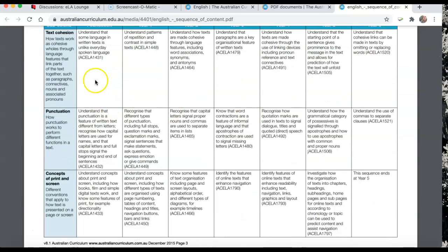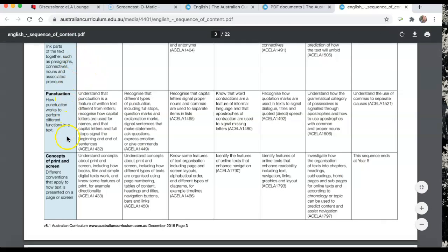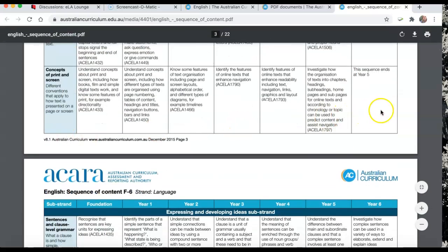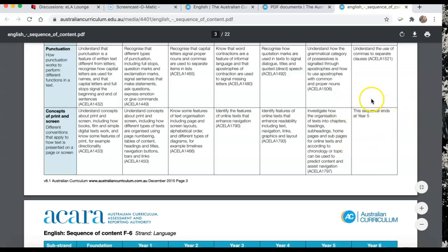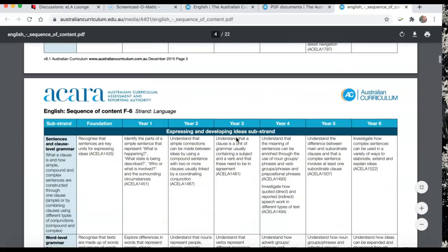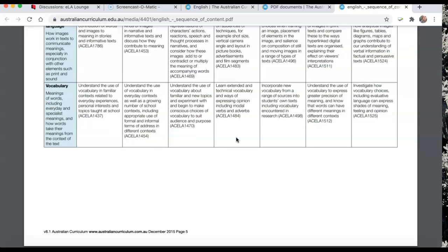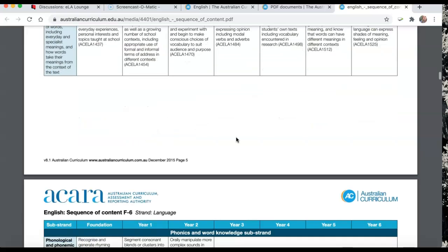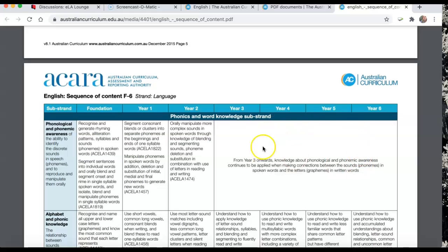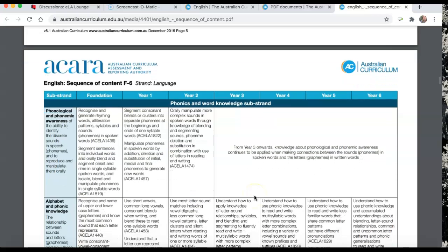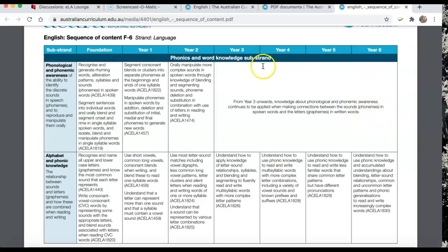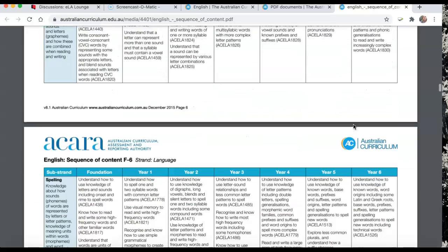Now you'll notice that some things like punctuation, concepts about print, you'll notice here that it says concepts about print finish at grade 5. So not all content descriptors are from prep. Some begin in grade 3 or 2 onwards, and some, such as phonics, don't head all the way into the upper primary years. So we can see that here. So there's a foundation level 1 and 2 descriptor of phonics, and then they assume that people are well versed in phonics by grade 3 and that there's no need to continue that descriptor.